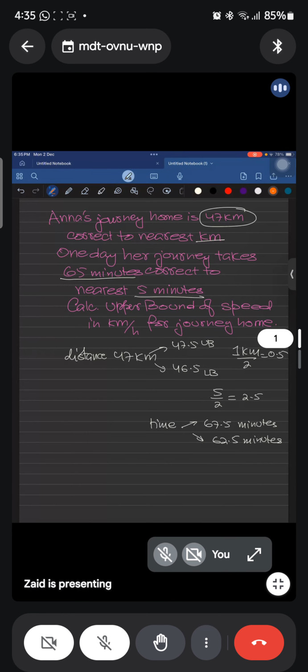The time is basically 65 minutes, nearest to 5 minutes. 5 upon 2 is 2.5. So for the upper bound, you're adding this, and for the lower bound, you're subtracting this from the time that was 65 minutes. But sir, a while back, didn't you say that you have to turn the minutes into hours? Yes, exactly. That's what we are going to do before putting this into the formula. Speed is distance over time. So for the upper bound of speed, what should we have for the distance? The upper bound or the lower bound?